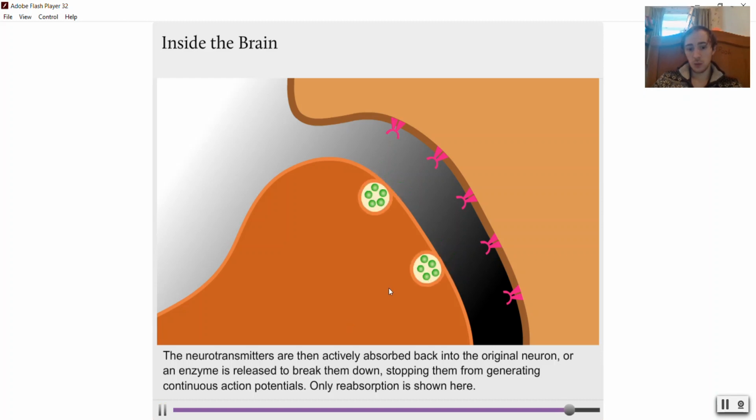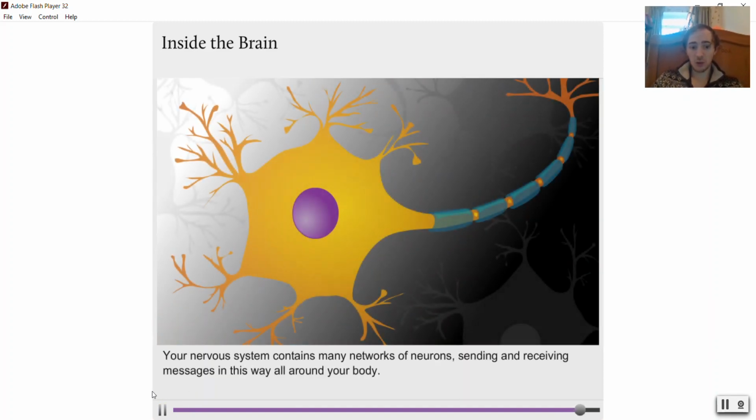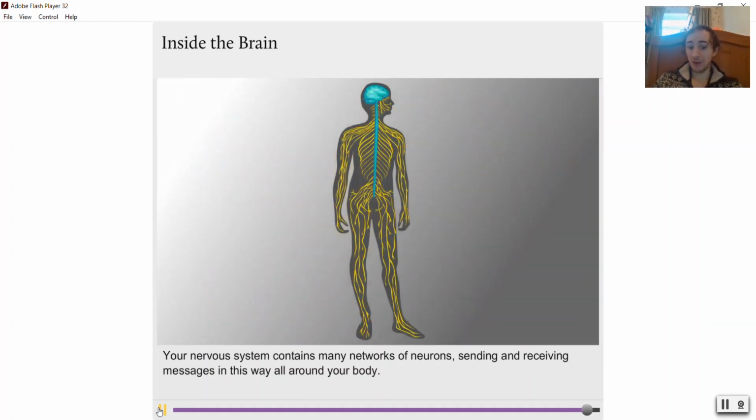Now, we're either going to actively transport the neurotransmitters back in, or if it's acetylcholine, we're going to break it down and then reabsorb it by diffusion.